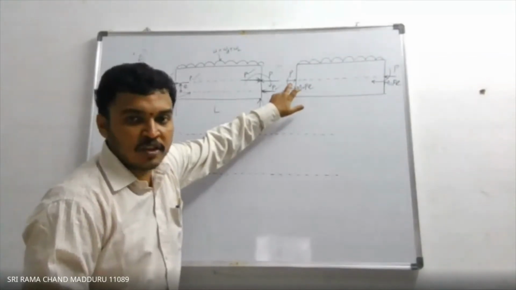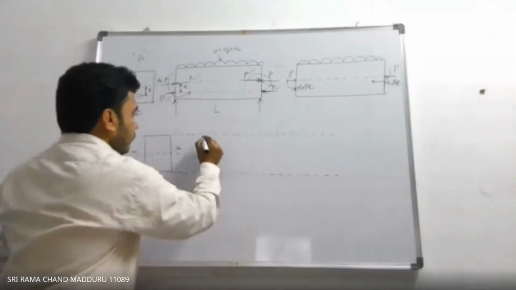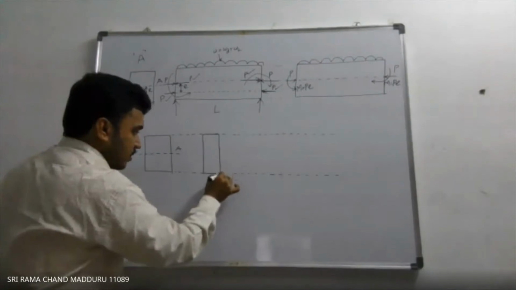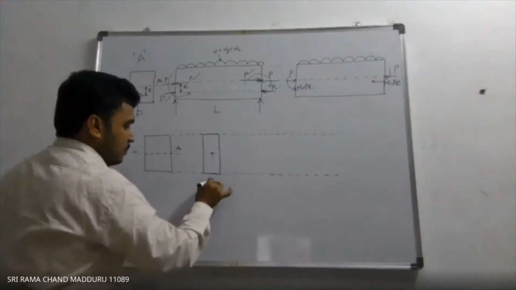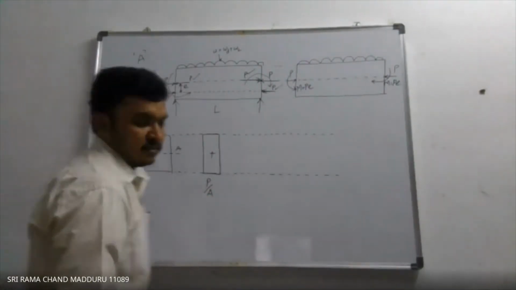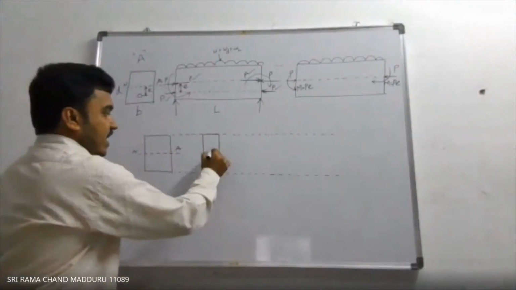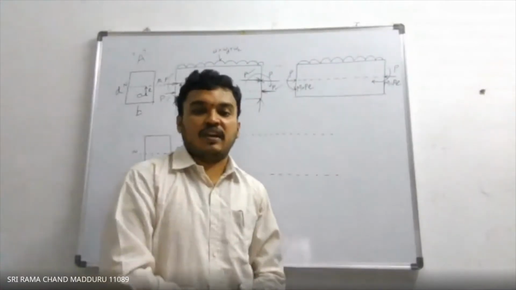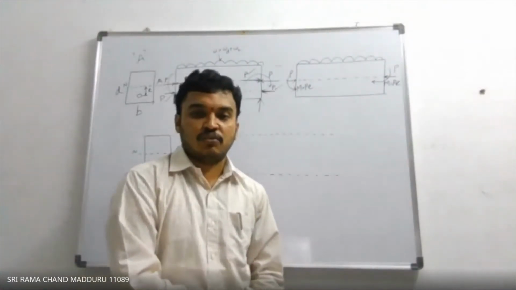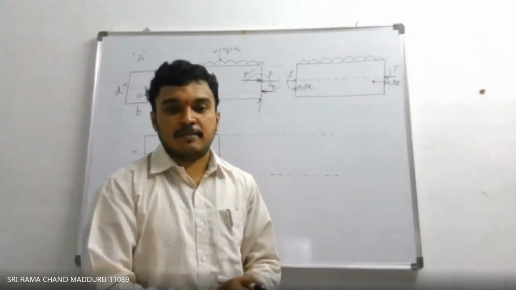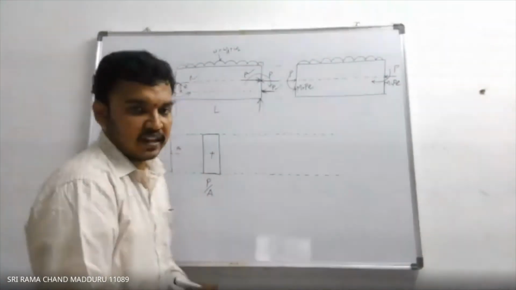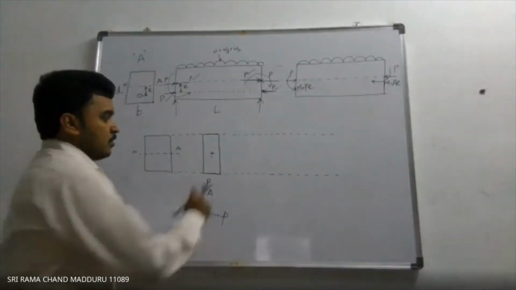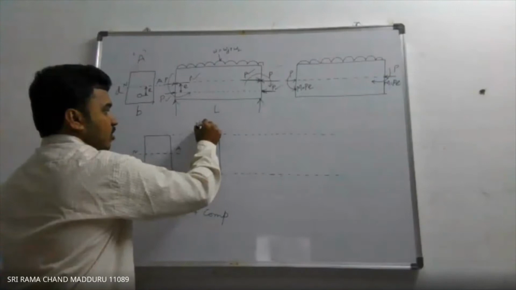It will produce normal stress. This normal stress is considered positive, which is P by A. Why am I considering it positive? Because in pre-stressed concrete, compression is considered positive and tension is considered negative. So the sign convention is that positive is for compression, remember this. So the nature of this stress is normal stress.